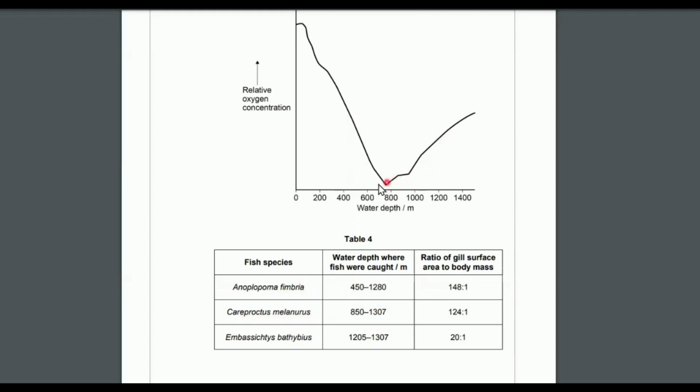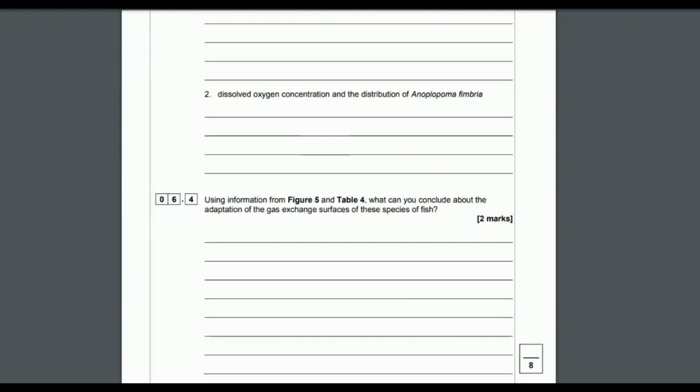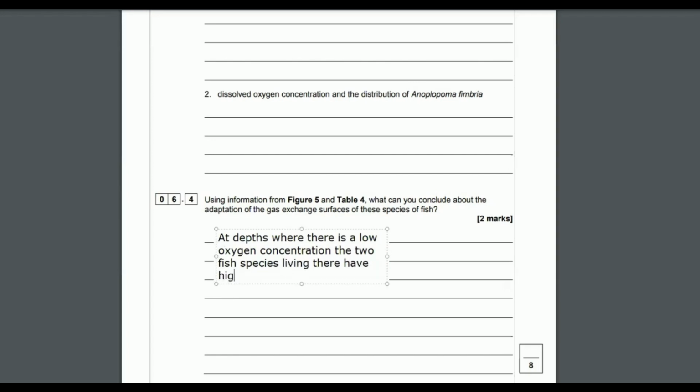So obviously that would make sense, right? There's less oxygen in the water. They need to maximize the rate of gas exchange. So they're going to have a large gill surface to body mass ratio. So we want to say the fish in the lower oxygen concentrations, or at depths where the oxygen concentration is low, tend to have a larger surface area to body mass ratio. Surface area of the gill to the body mass ratio.